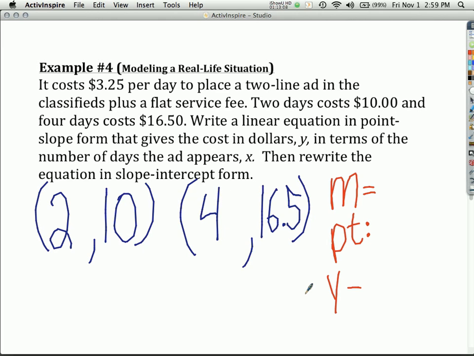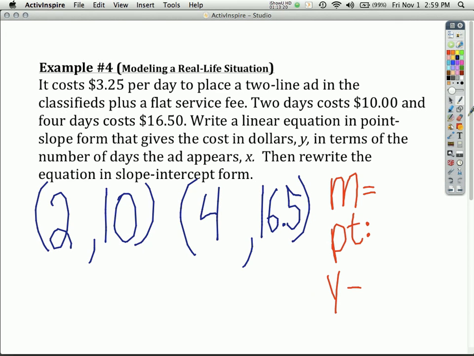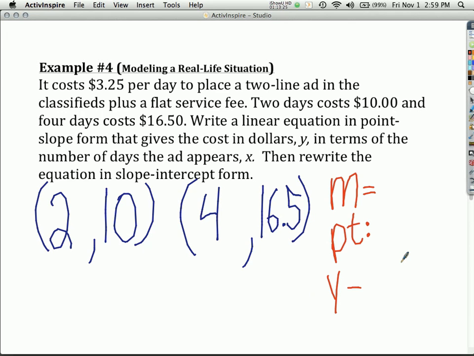Very good. What else do you see, Ania? Where? Be specific. Be specific. What tells you that that's the slope? Per day. It's a rate, so that's the slope. So we already have this. So all the information we need is already given to us.